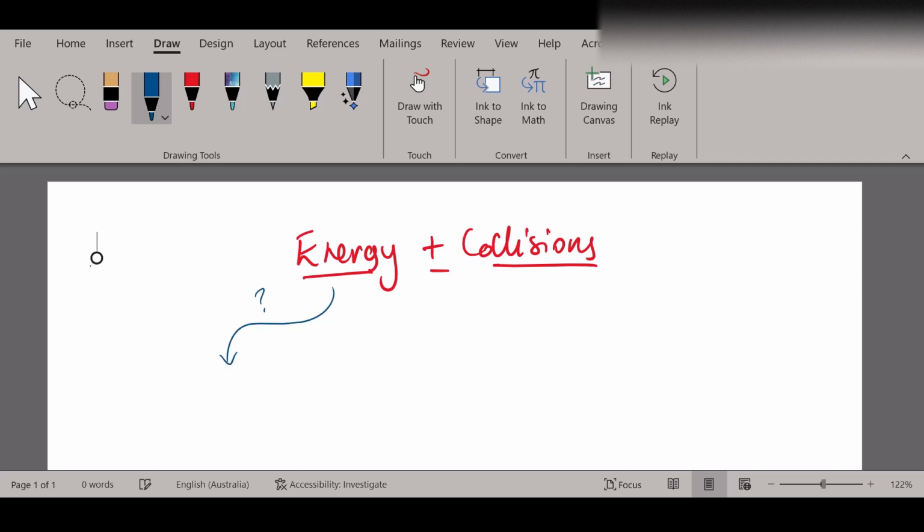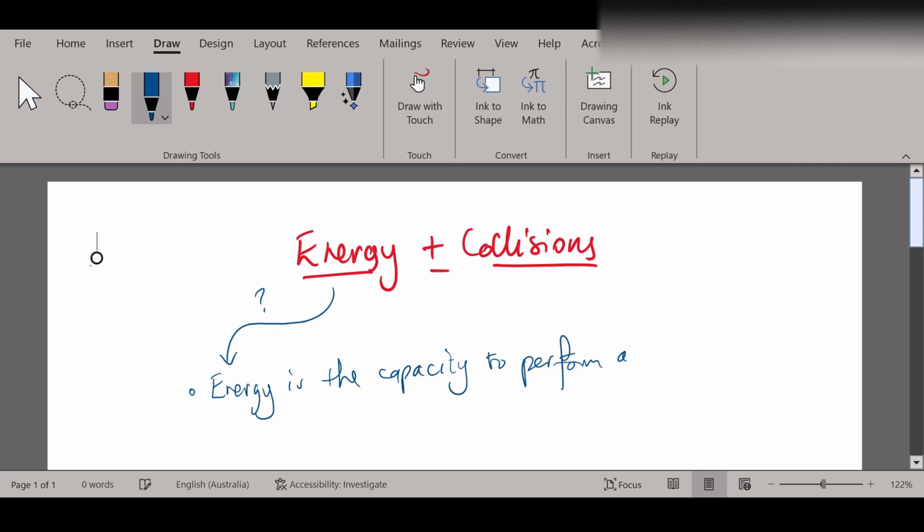Now, I want to start off by talking about what energy actually means. There are lots of definitions out there, and one pretty rough one is that energy is the capacity, and please write this down, the capacity to perform actions. The more energy you have, the more actions you can do.